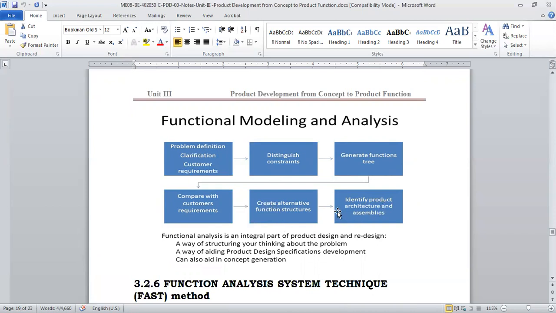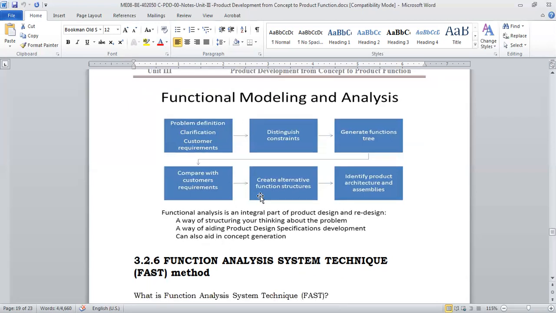Identify product architecture and assembly. So this is basically functional modeling and analysis. Functional analysis is an integral part of product design and redesign. It is a way of structuring your thinking about the problem, a way of aiding product design specification development, and it will also help in concept generation. So this functional modeling will help you in concept generation as well.